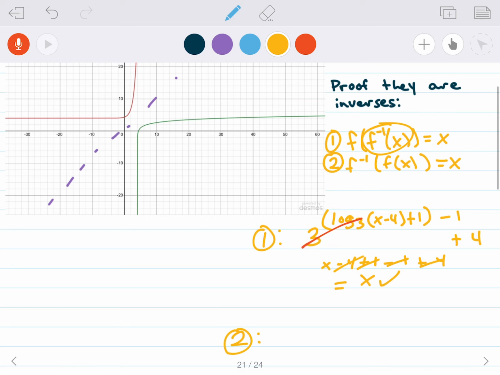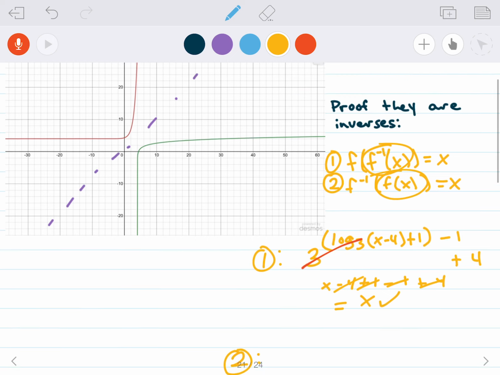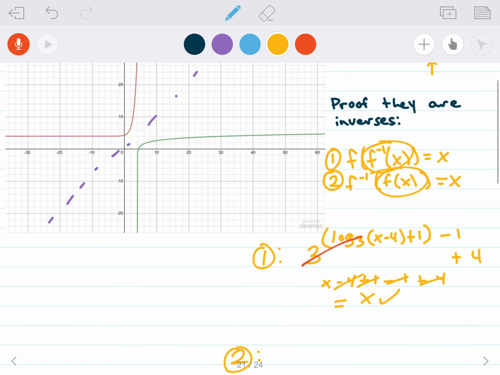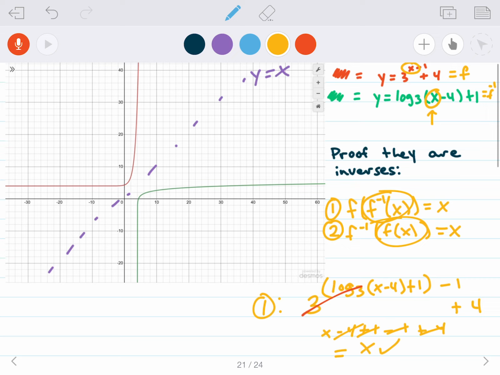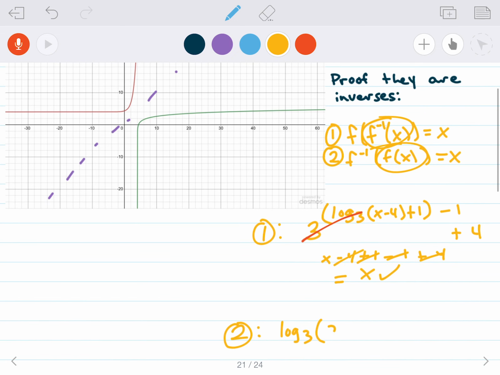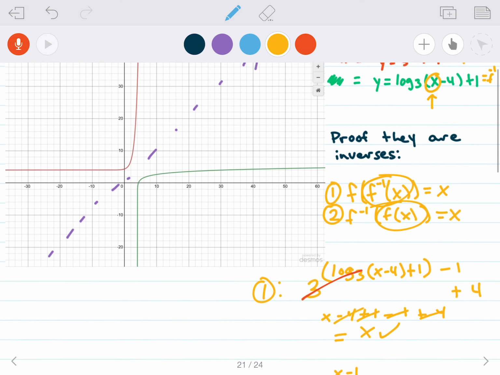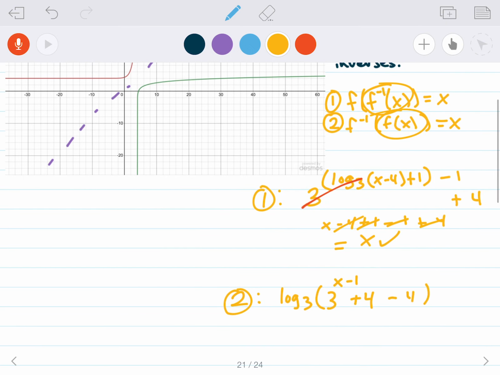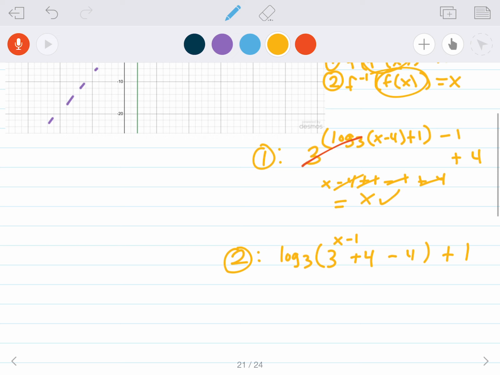For the second condition, we're plugging in f into the x value of the inverse function. So we're plugging the whole function of f into this x right here. So this is going to be log base 3 of 3 to the x minus 1 plus 4. We still have minus 4 plus 1, okay? All right, so by the inverse property, those cancel.